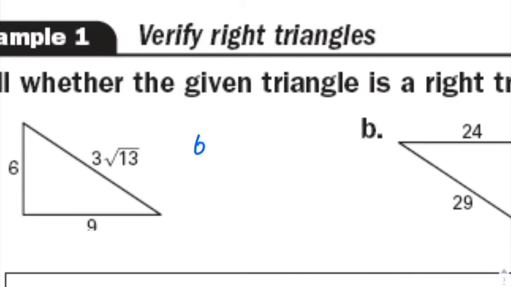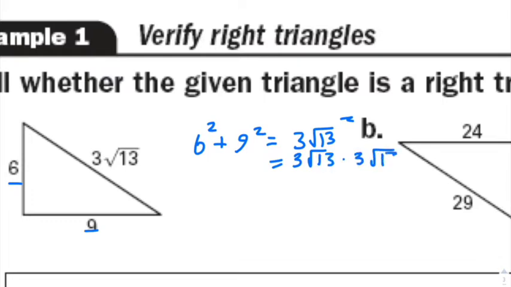This here is 6 for a leg, 9 for the other, so we'll say 6 squared plus 9 squared, and then we'll see if that's equal to 3 root 13 squared. Remember, when you're multiplying radicals, that's 3 root 13 times 3 root 13. I'll go ahead and start to simplify this: 36, 81.